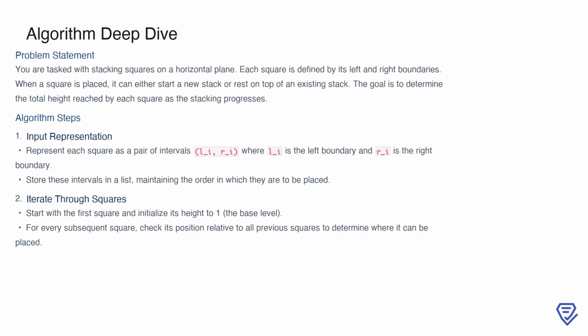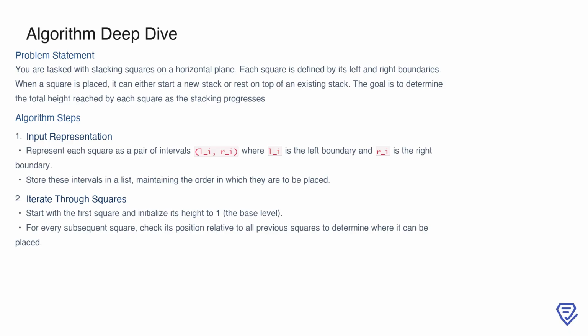The problem involves stacking squares on a horizontal plane. Each square is defined by two boundaries, the left boundary and the right boundary. When a square is placed, it can either start a new stack on the ground or rest on top of an existing stack, depending on whether it overlaps with previously placed squares. Our goal is to figure out the total height reached by each square as we add them sequentially.